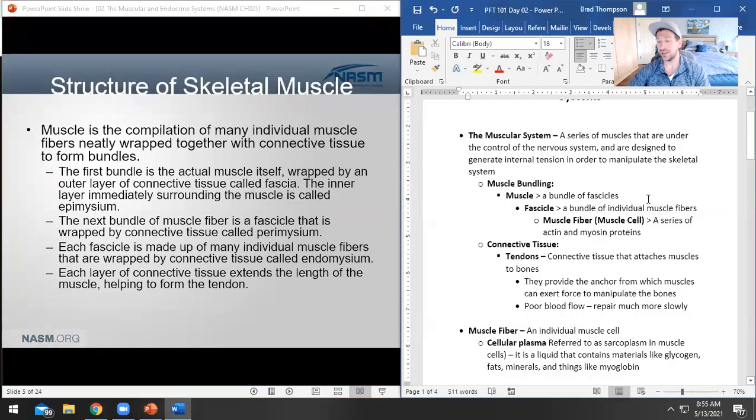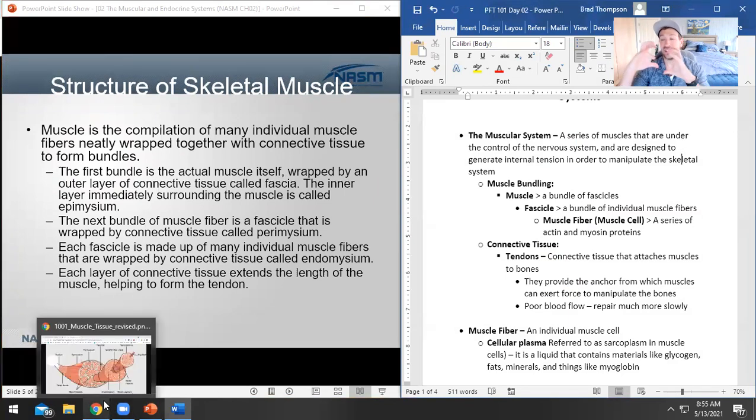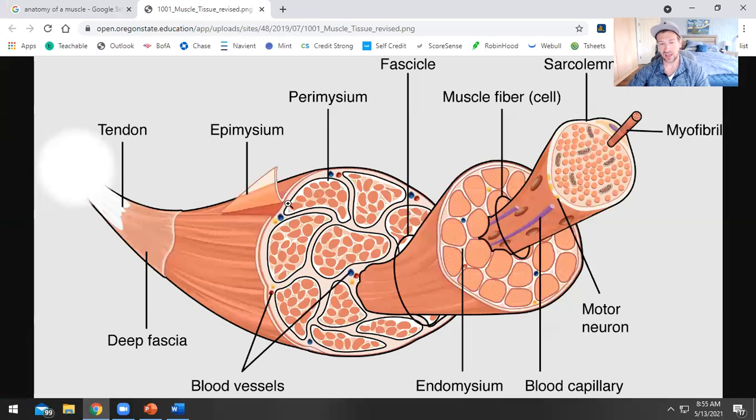So if we're labeling these out and we're understanding our first layers, the first bundle is the actual muscle itself. So the actual muscle itself is a series of fascicles all bundled together. And so it has this outermost layer that we call the epimysium. So you can actually see that right here. This outermost layer right here, this is your epimysium, okay? And it sort of surrounds the entire muscle, you can see they're actually peeling it back here.